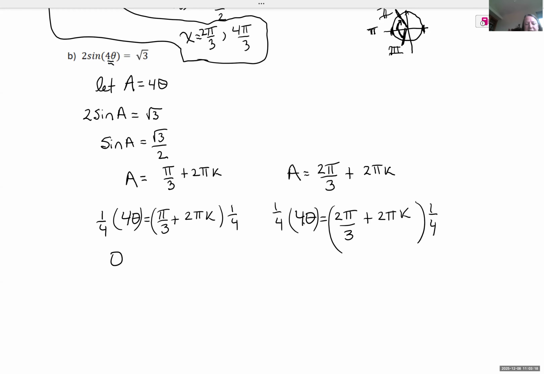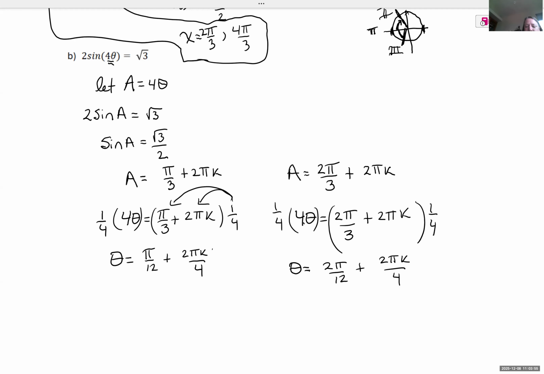Okay, so that gives me theta is equal to, distributing here, we have pi 12ths plus, distributing here, this would give me 2 pi k over 4. I could reduce, but I actually really want to write that as a single fraction, so I'm not going to reduce any. Again, multiplying both sides of the equation by 1/4, we get theta is equal to 2 pi 12ths plus 2 pi k over 4.